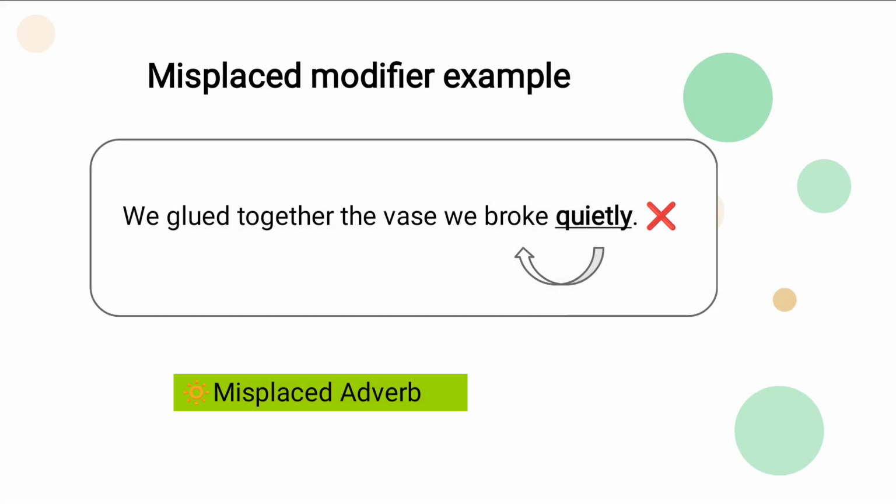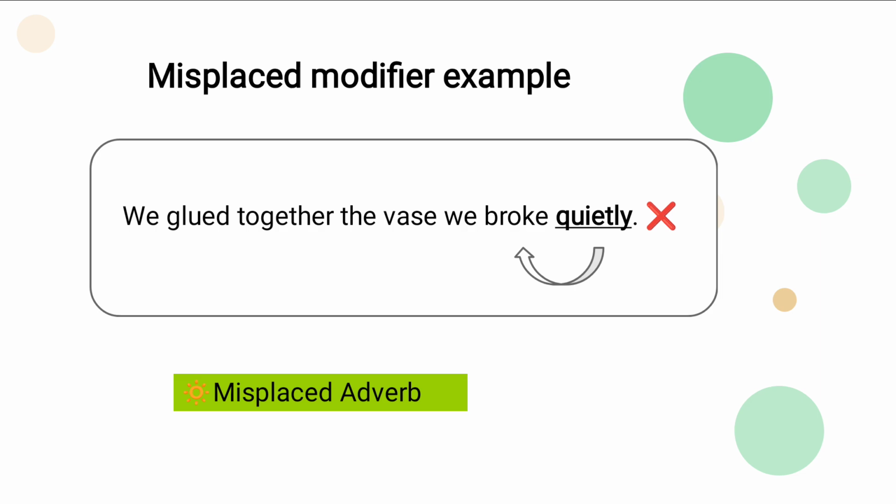Here: we glued together the vase we broke quietly. Now we are seeing an adverb modifier, quietly. But let's see where it is. It is next to the word broke. So we might have the information like we broke the vase quietly, right? But is it what we are trying to say? No, actually we broke the vase, but we want to avoid the punishment from teachers or maybe from parents. That's why we glue it quietly.